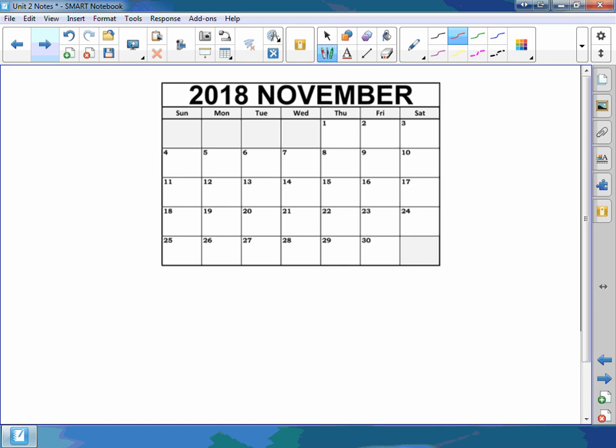What I'd like you to do is look at this calendar. I'm going to have you pause it here in a minute, but look at this calendar and pick any 4 dates that make a 2x2 square. So for instance, 4, 5, 11, 12. That would be a 2x2 square. Or maybe you pick 14, 15, 21, 22, or 22, 23, 29, 30, etc. Just any 4 dates that create a 2x2 square.